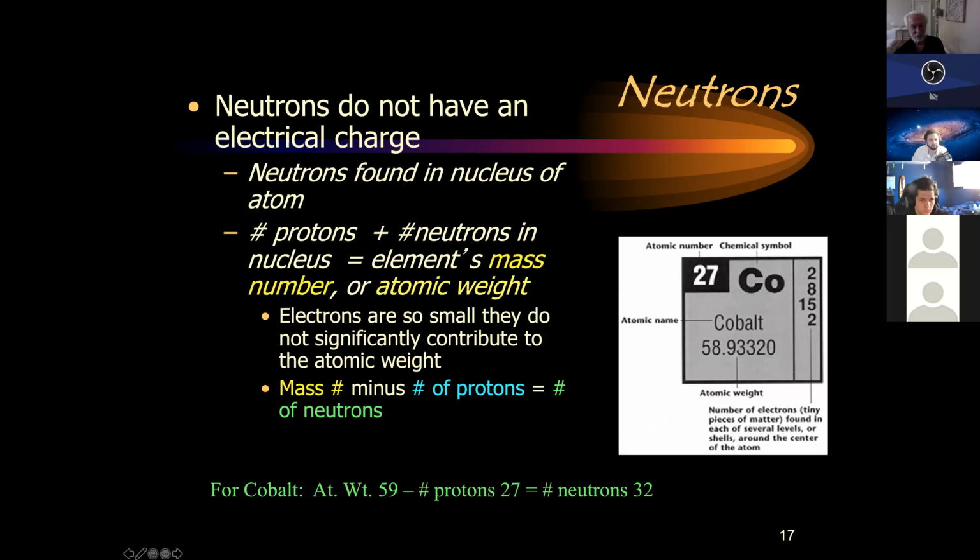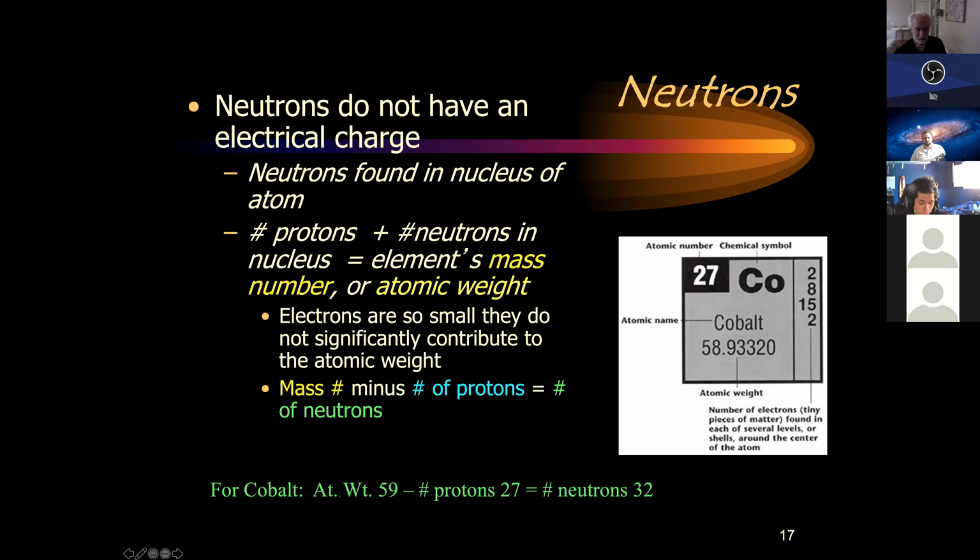Neutrons are also found in the nucleus. Protons plus neutrons is atomic mass or atomic weight. That's this number right here, 58.9 for cobalt, and that rounds to an atomic weight of 59. Now, electrons are so small, they don't contribute to the mass in a significant way, so they don't count. They count for their electrical charge, but not for their mass.